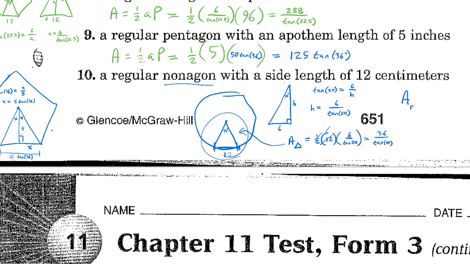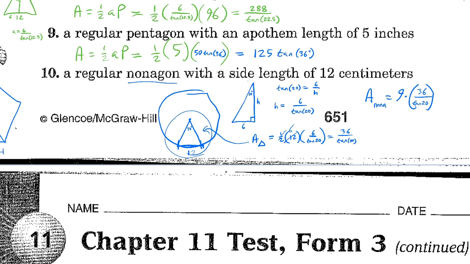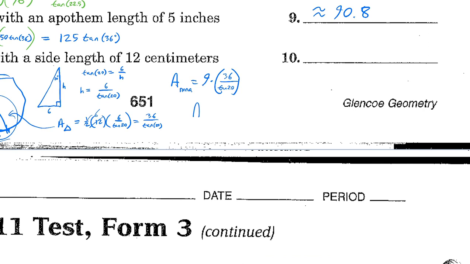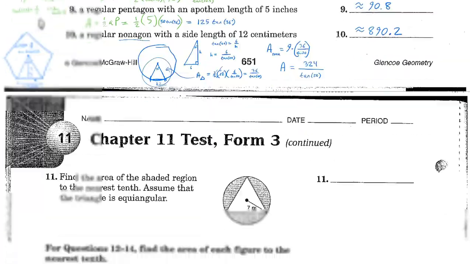So the area of the nonagon is equal to 9 times 36 over the tangent of 20. And 9 times 36, what is 9 times 36? That's 324. So we have the area is 324 over the tangent of 20, or we're plugging that in. That's 890 point, and it would be 1/8, but we can round that to 0.2. All right, let's keep going.